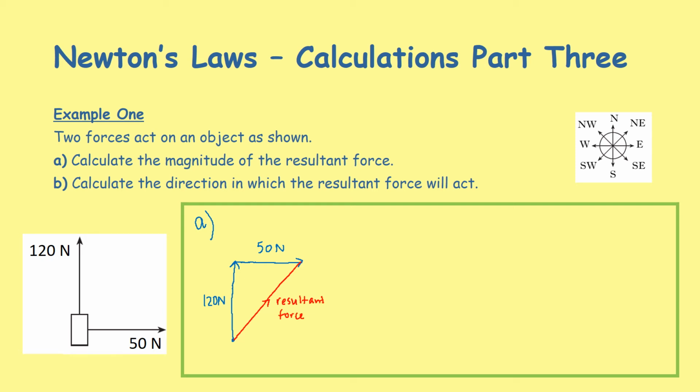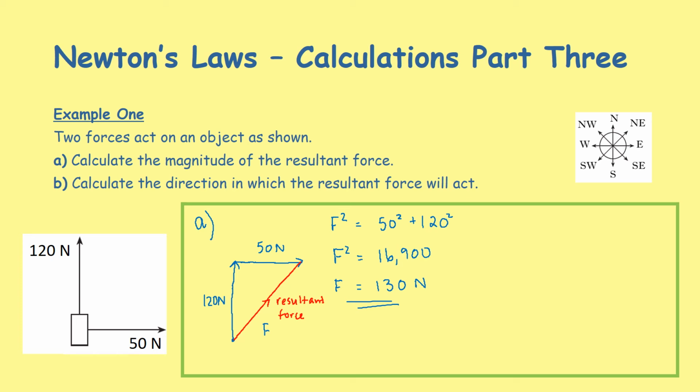Remembering back to our recap on Pythagoras and trigonometry, we know that we can use Pythagoras to work out the length of this resultant force. I'm going to label this F to make things easier, so we can say that F squared is equal to 50 squared plus 120 squared. 50 squared plus 120 squared is equal to 16,900 altogether. So our F squared equals 16,900. And we now want to take the square root of this to get to our resultant force. So the magnitude of our resultant force is equal to 130 newtons.